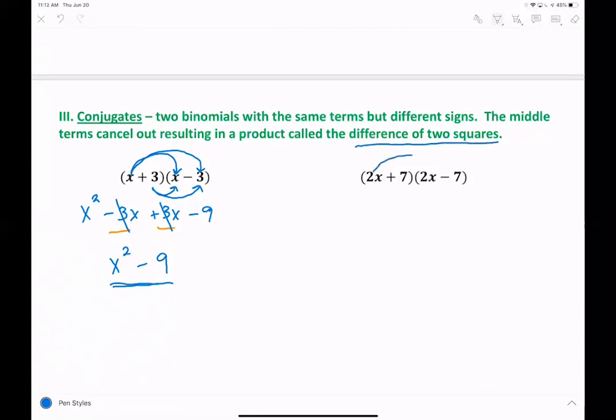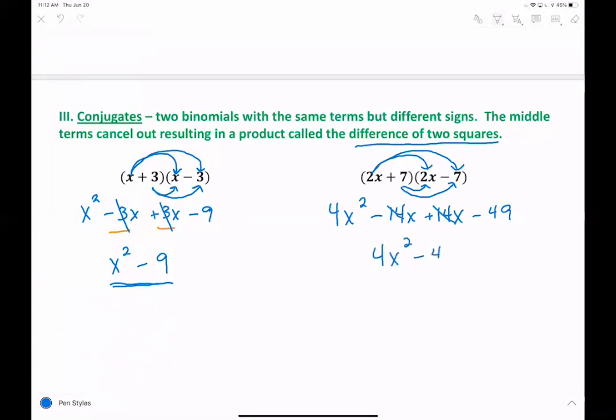So when we multiply this out, FOILing, we get 4x squared. The outer terms, we get -14x. The inner terms, we get a positive 14x. And then the last terms, we get a -49. Look what happens. Those cancel. So we end up with the binomial again. And again, this binomial is called a difference of two squares.